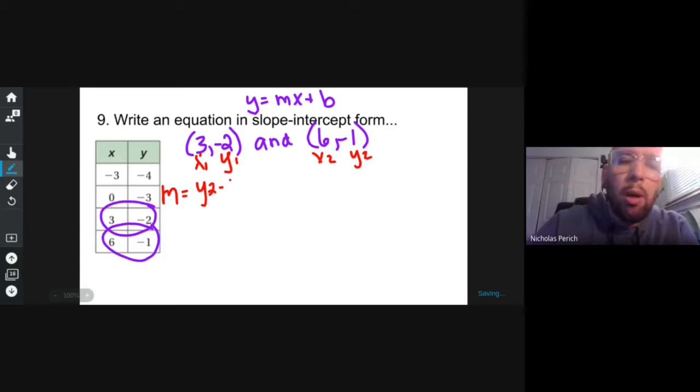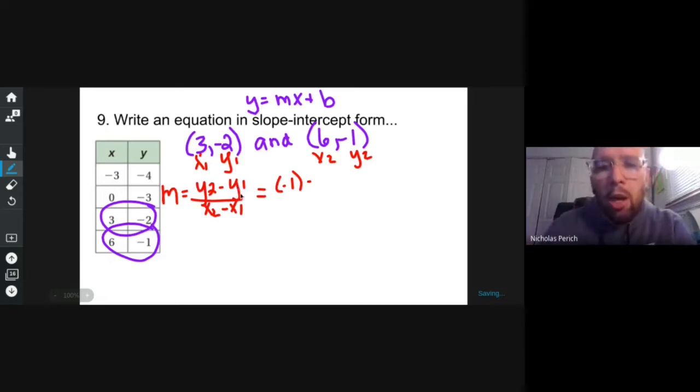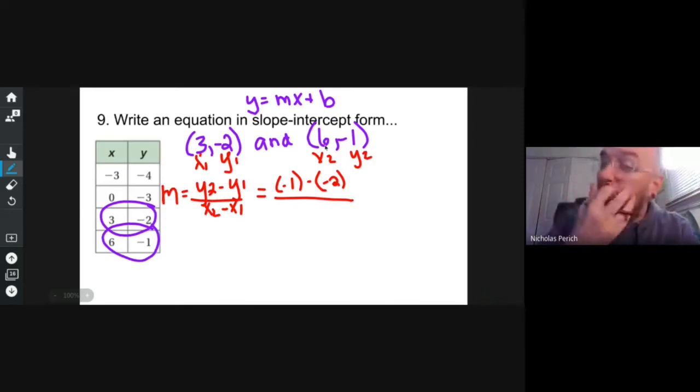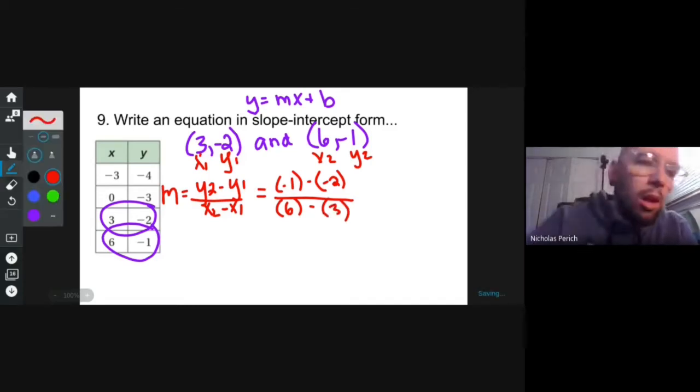I'm going to write out my formula. M equals y sub 2 minus y sub 1 over x sub 2 minus x sub 1. I called y sub 2 negative 1. Always put the minus sign in the middle. And I called y sub 1 negative 2. Put that all over x sub 2, which is 6. Always with the minus in the middle. X sub 1, which is 3.